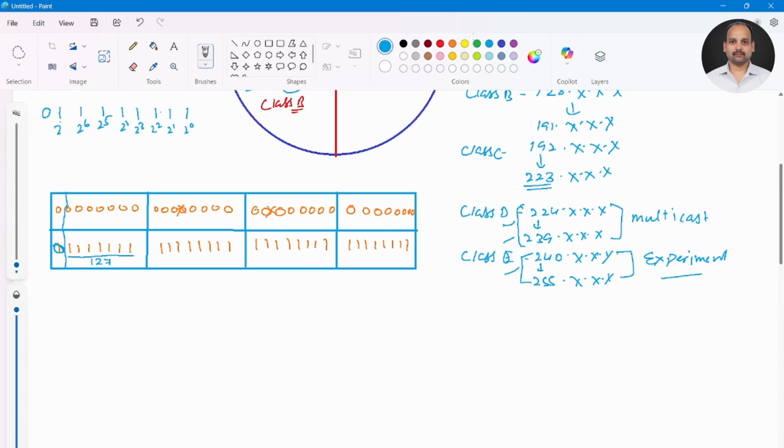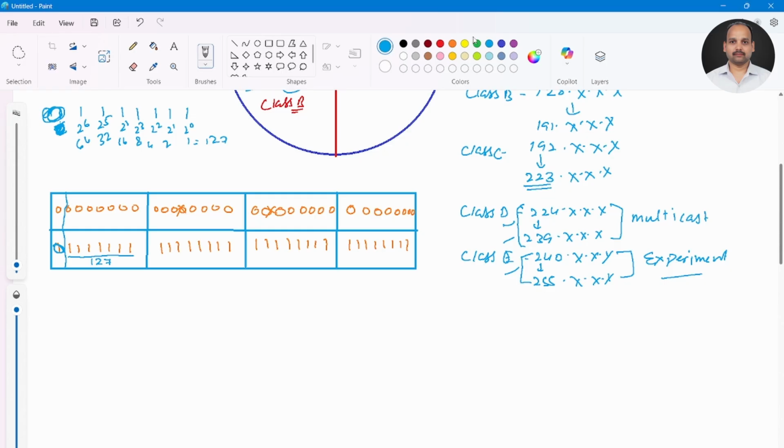Sorry, 1 2 3 4 5 6 7, and that will be the 2 to the power 0. This is the 0, not a power, because that is the 0. So 1 2 4 8 16 32 and 64. If you calculate all of them, the value will be 127.